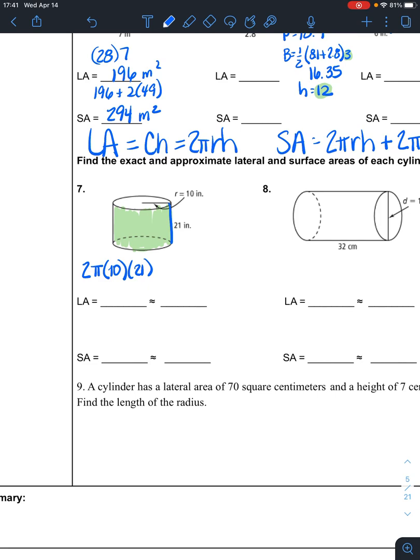Now, again, just like always, we leave our answers exact. Some of you are still confusing exact and approximate. You think because it says 3.3 or whatever it is, that's exact. That's not. You just decided the rest of the numbers were not important. So multiply everything except the pi. 2 times 10 times 21, and you get 420.